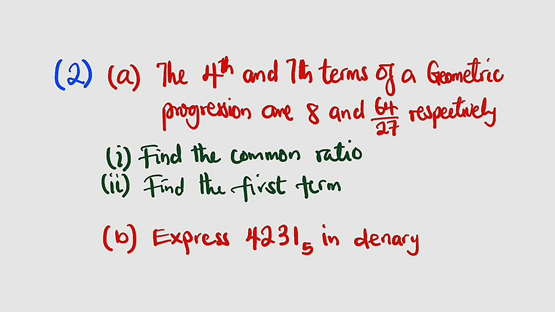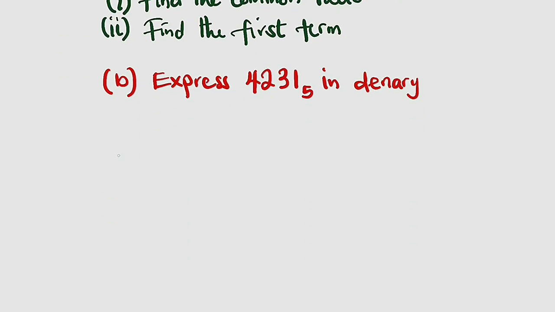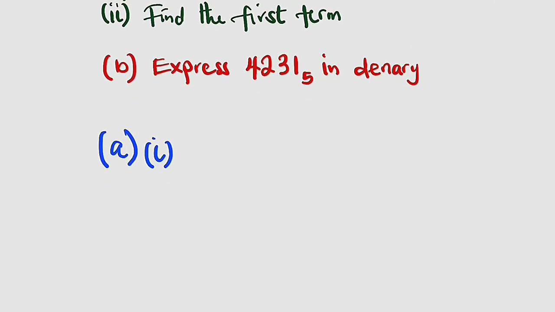Then the B part of question number 2 reads, express 4231 in base 5 in denary. And denary means what? Base 10. All right, let's get started. So the A part, Roman 1, we are talking about finding the common ratio, right?